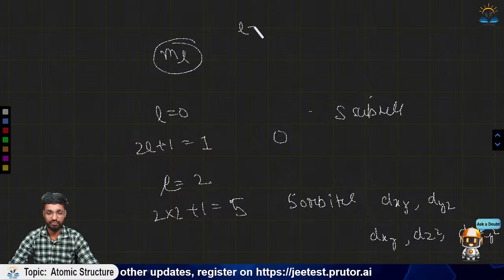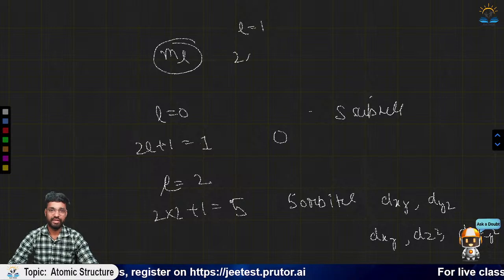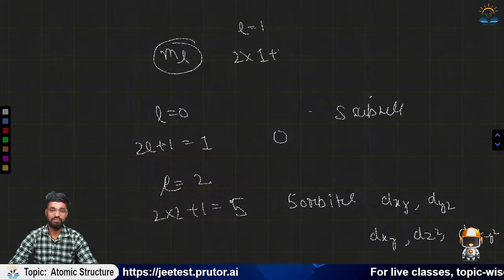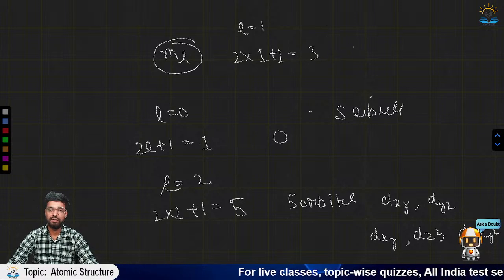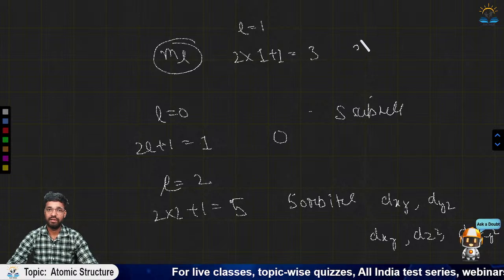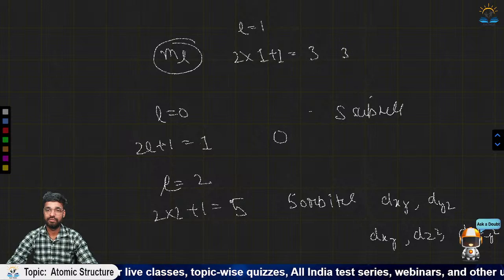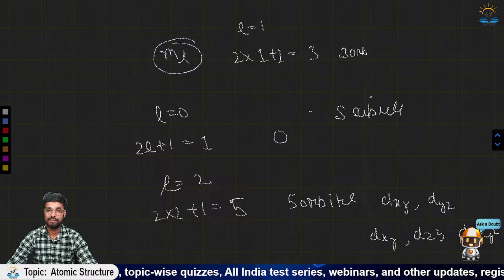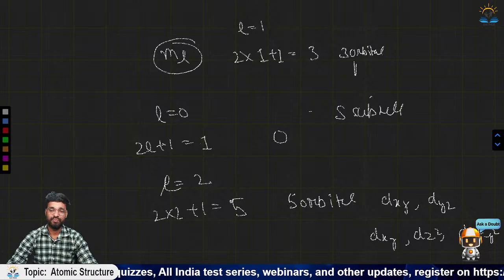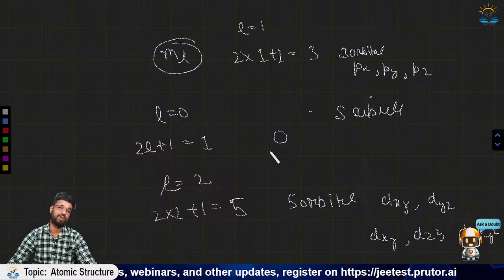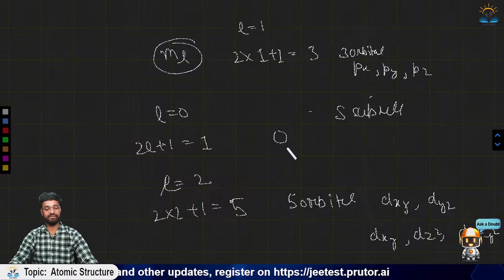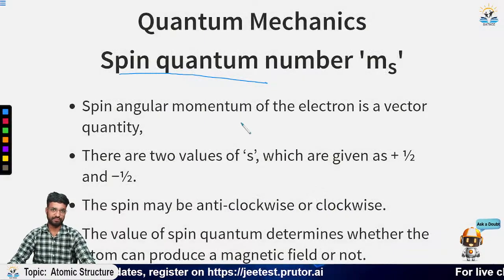Then we have L is equal to 1. So we have 2 into 1 plus 1, that is 3, which are 3 p orbitals, px, py, pz. So these were the three quantum numbers that we have studied till now.